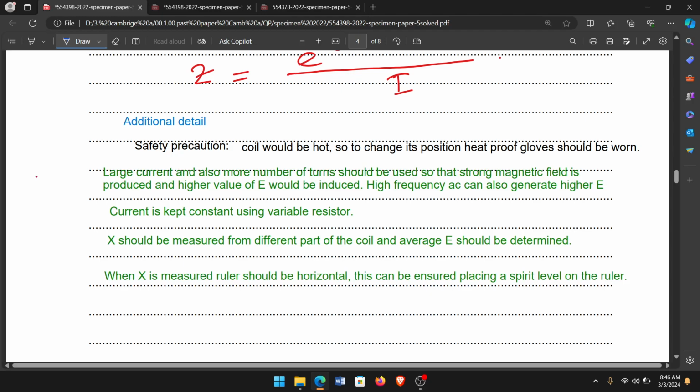A larger current ensures more EMF, and more number of turns also ensures more EMF. It is added here in this part. A large current and also more number of turns should be used so that a strong magnetic field is produced and a higher value of EMF will be induced. High frequency AC can also generate higher EMF, so you can use high frequency AC. Current is kept constant using variable resistors.